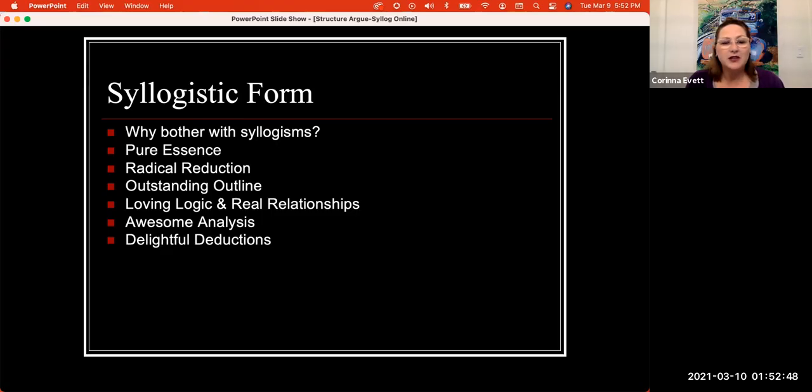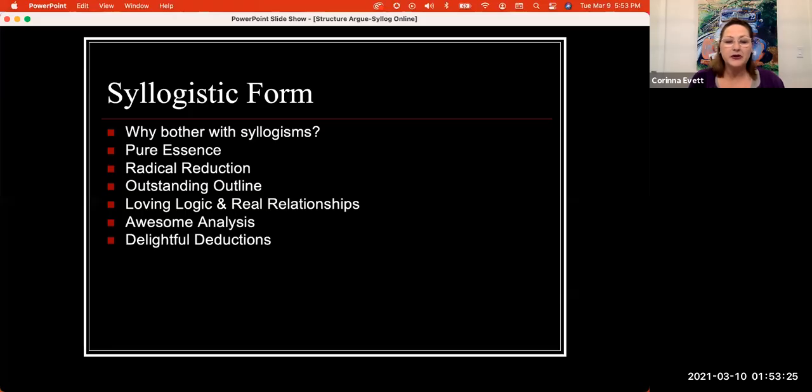With loving logic and real relationships, that's what I've been sort of mentioning, that ultimately syllogisms help us to pay more attention to the logic behind the relationships of our premises, the order of our premises / reasons, and how they lead to the conclusion. It also helps us to determine if we're properly using deductive or inductive reasoning. And that's it. I jumped ahead to delightful deductions, but I'll go to awesome analysis.